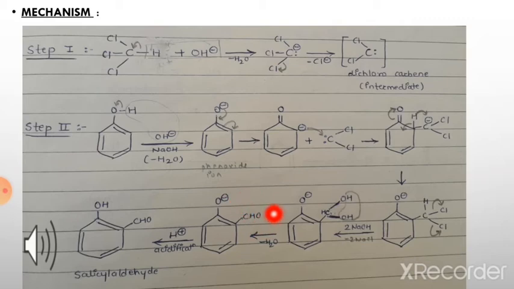In the next step, acidification will occur, which provides H positive ions. The H positive ions will attach to oxygen, and here is the formation of the product, that is salicylaldehyde.